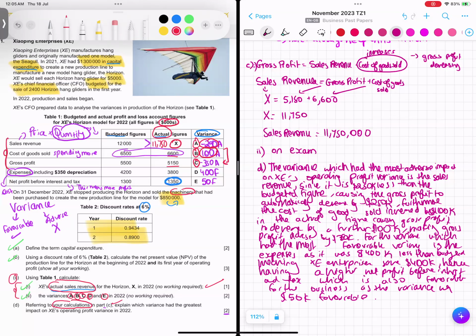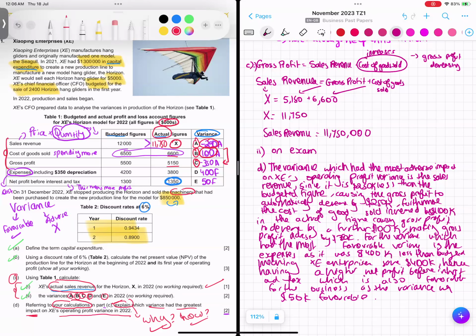Then we not only answered the question, which was to talk about the variance that had the greatest impact, but we also talked about why. We explained. So we did our explanation part by saying why, how. So these two were also done, okay? And talk about how it impacted the operating profit variance, okay? So we talked about everything.